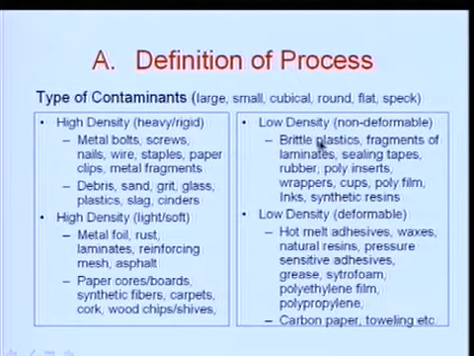And then low density. Low density can be basically defined as density lower than the water, and they can be classified again into non-deformable and deformable. Some of the non-deformables are the brittle plastics or sealing tapes, rubber, and that's the hard rubber. And then deformables are the hot melts, adhesives, waxes, natural resins, grease, styrofoam, polyethylene, etc. And finally the carbon papers and toweling. Toweling, because it contains a lot of wet strength, generally gets rejected.